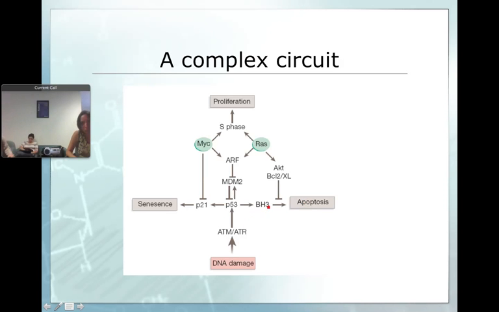BAX or BH3 is a very generic term. BAX is a specific protein. But these BH3 proteins, most of them will drive cells towards death. And MDM2 is blocking P53, right? P53 is turning on MDM2. So here's our negative loop, right?